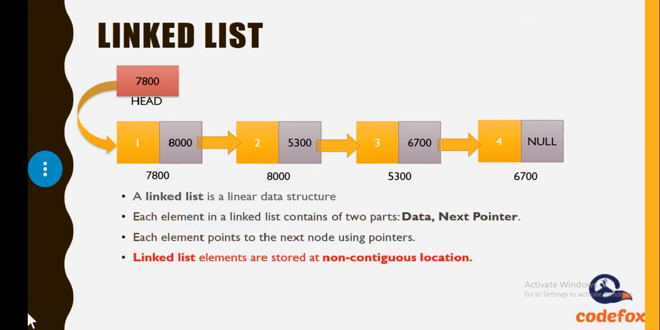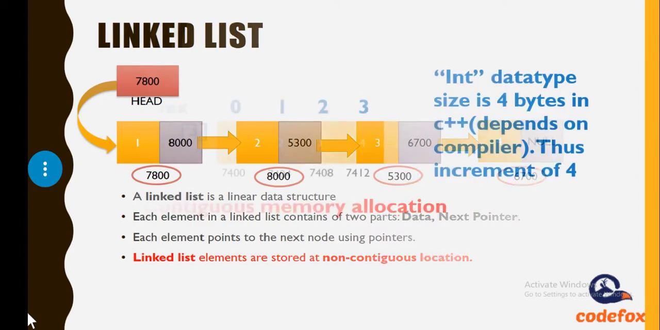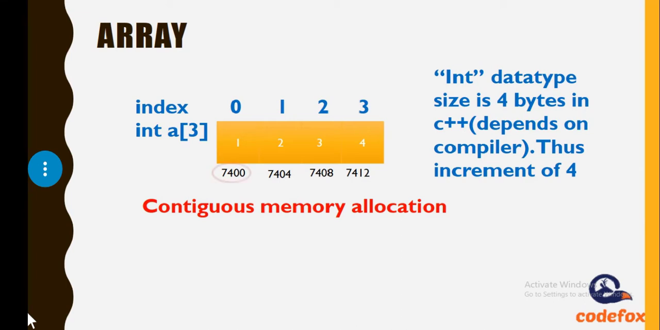Linked list elements are stored at non-contiguous location. You are observing here, these are the random addresses in linked list. But in case of arrays, you have observed these addresses are continuous. These all are having increment of 4 bytes. Since we are using int array here, it is incrementing by 4. In C++, size of int data type is 4 bytes. This is called continuous memory allocation.